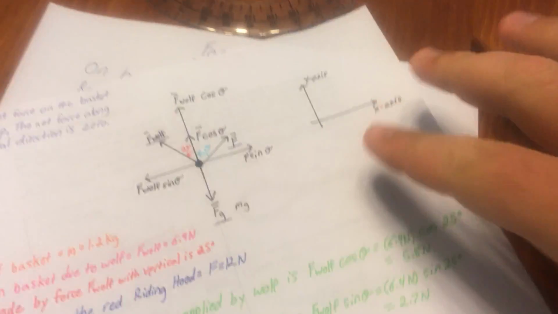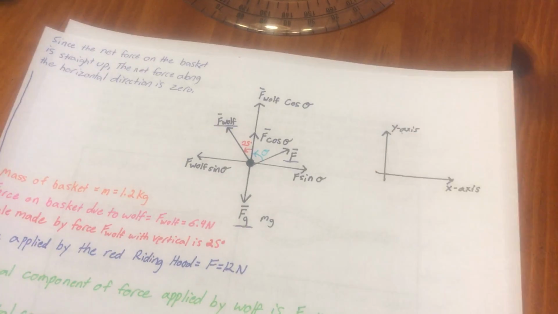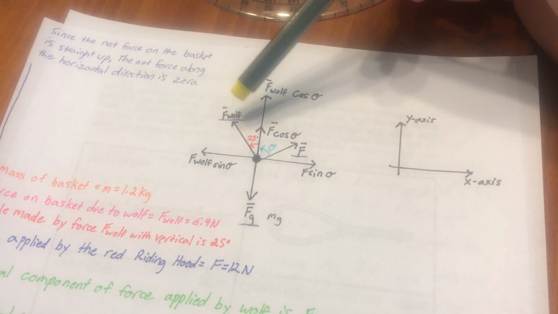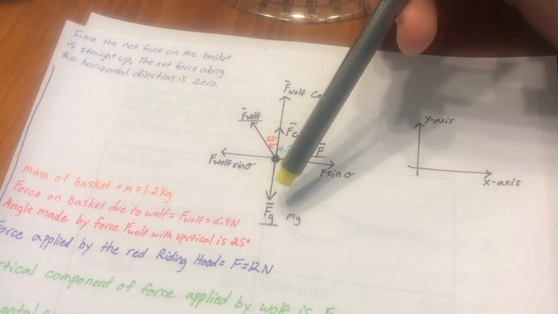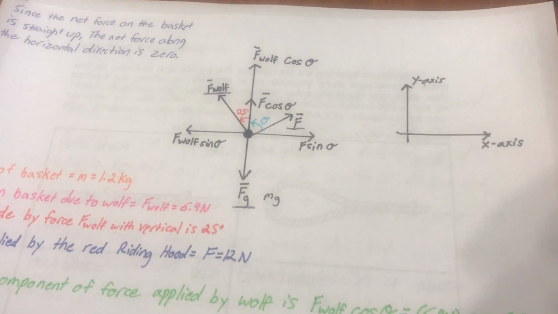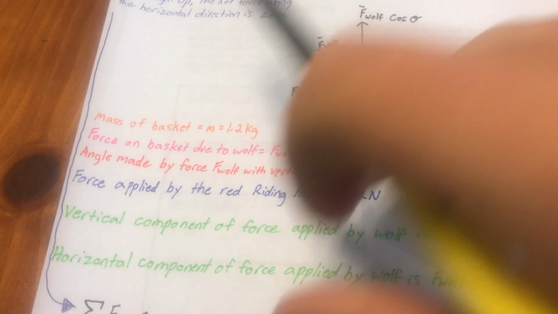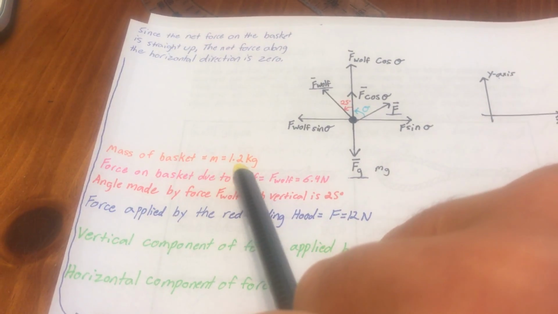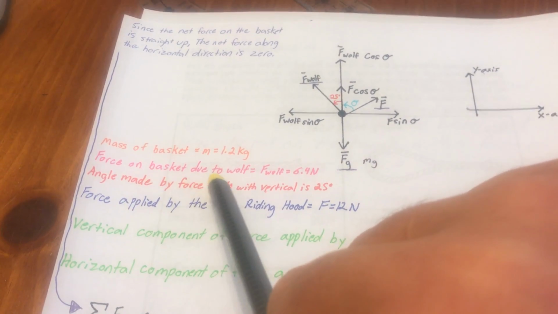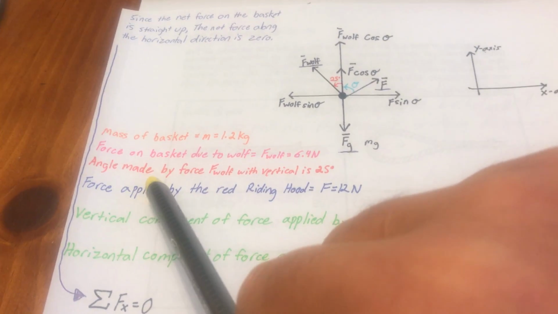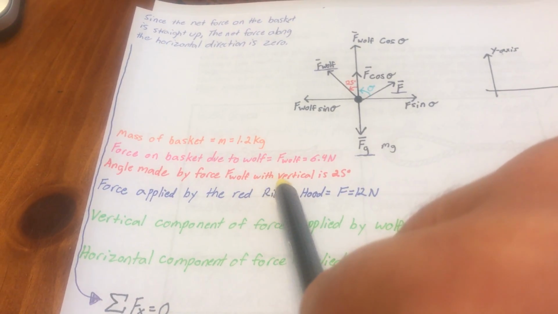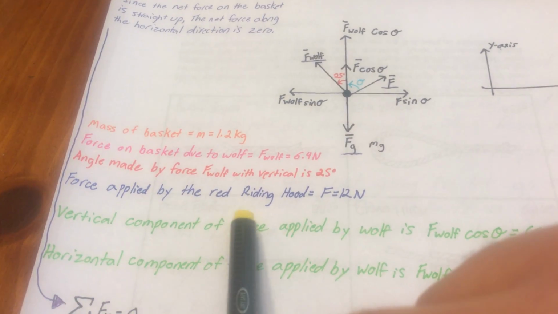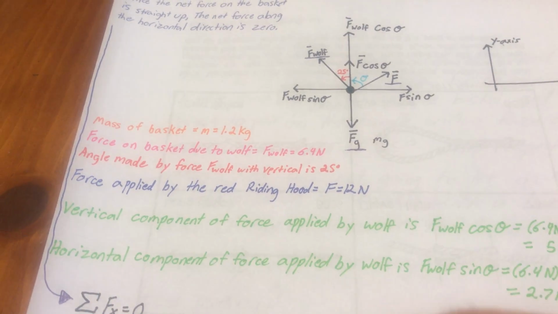So I drew my force body diagram, and I have the force of Red Riding Hood, the force of the wolf, and force of gravity. So I know the mass of the basket is 1.2 kilograms. The force on the basket due to the wolf is 6.4 newtons. Angle made by force of the wolf with vertical is 25 degrees. And force applied by Red Riding Hood is 12 newtons.